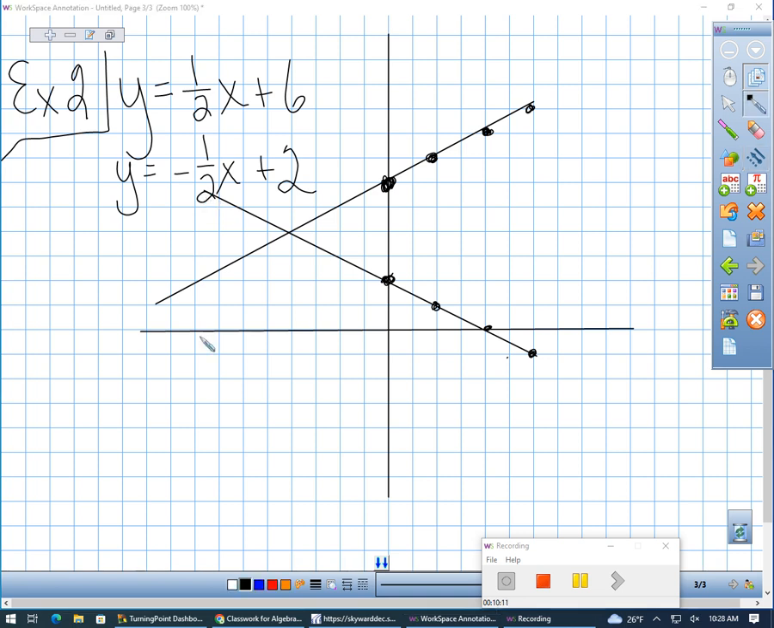All right. So these two equations, they intersect at this point right here. What is that solution? Negative 4, 4. Very good.